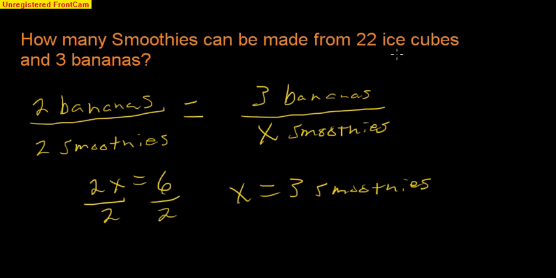Once again, even if I had, say, 100 ice cubes, I could still only make 3 smoothies with 100 ice cubes because I only have 3 bananas. So my 3 bananas are my limiting reactant. So the answer to this is 3 total whole smoothies.